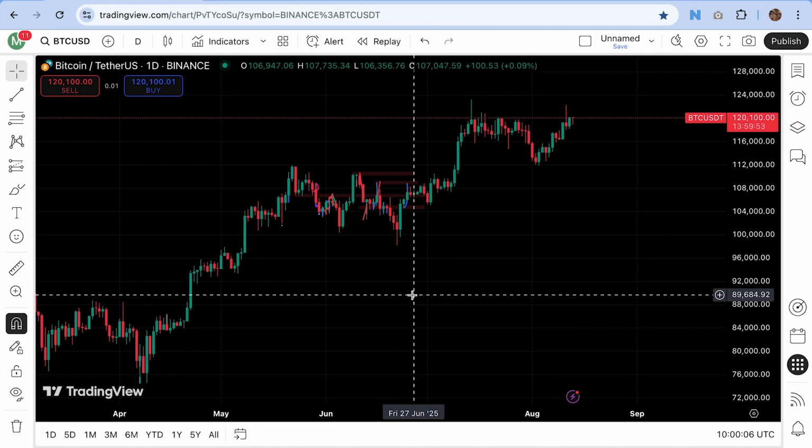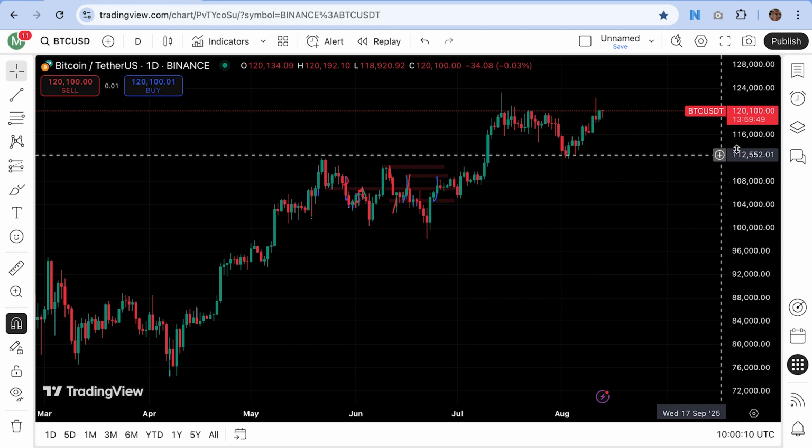Today, we'll start by looking at the Bitcoin one-day chart to understand the current market situation.